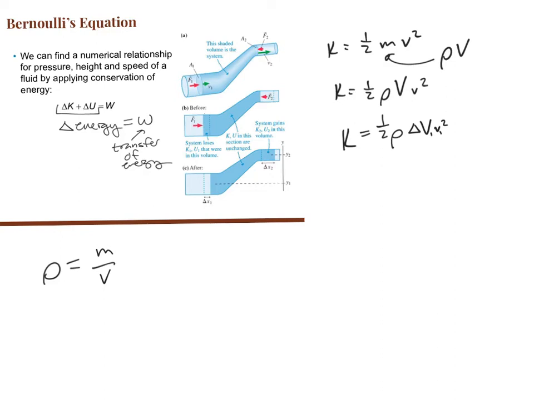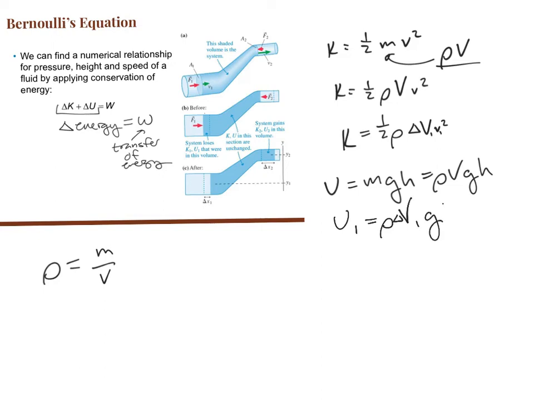Now let's look at potential energy, which is U. We're moving over a height differential, so gravitational potential energy is going to come into play. The gravitational potential energy equals m times g times h. And we're saying mass is rho V. So rho V times g times h. So the potential energy in section 1 would be density of the fluid times the volume, or the change in the volume at that point, times gravity, times the height, which is going to be our y value.